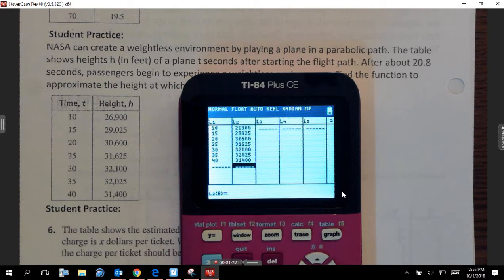So you have to have the same amount. So when you miss something, 10, 15, 20, 25, 30, 35, 40, 35. All right, do you guys have them typed in? Yeah? Nay?